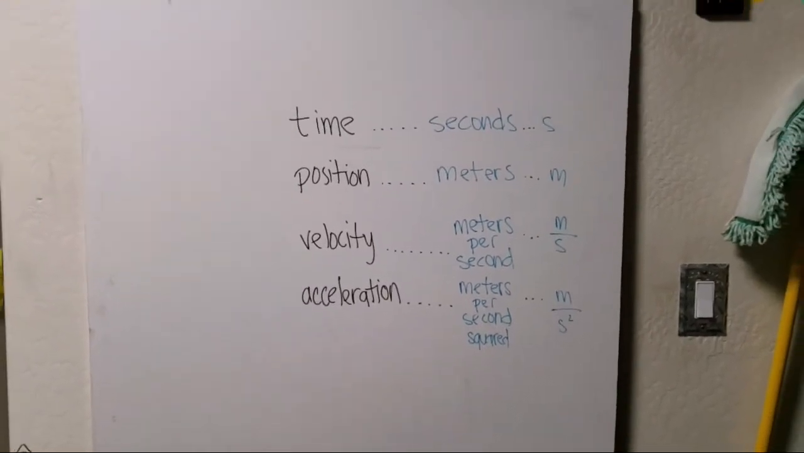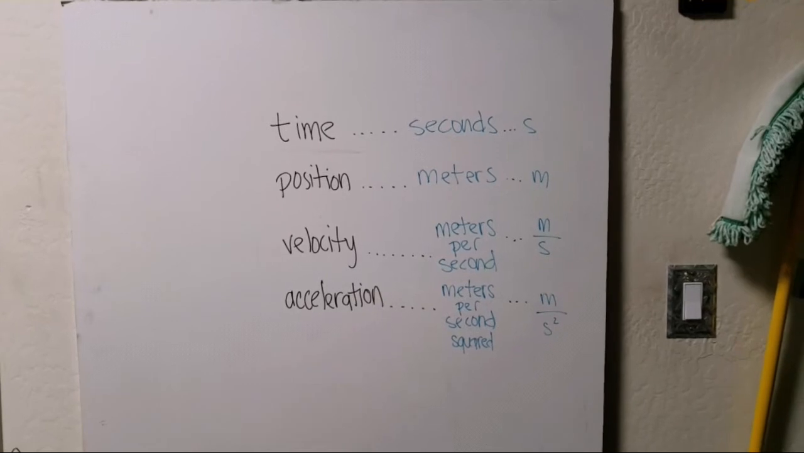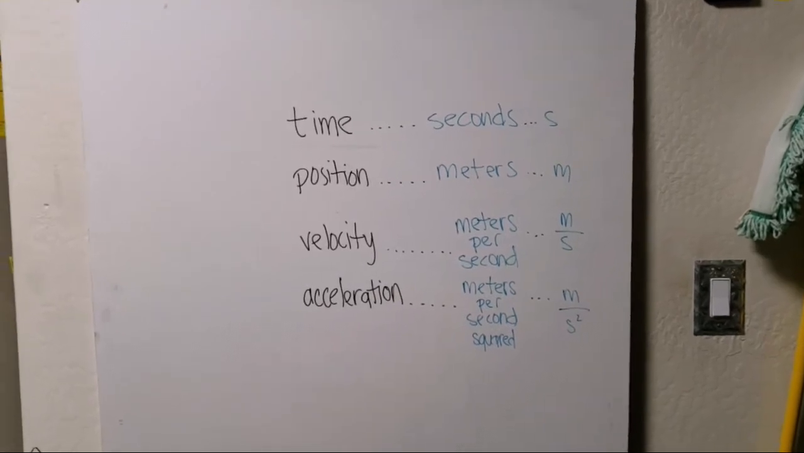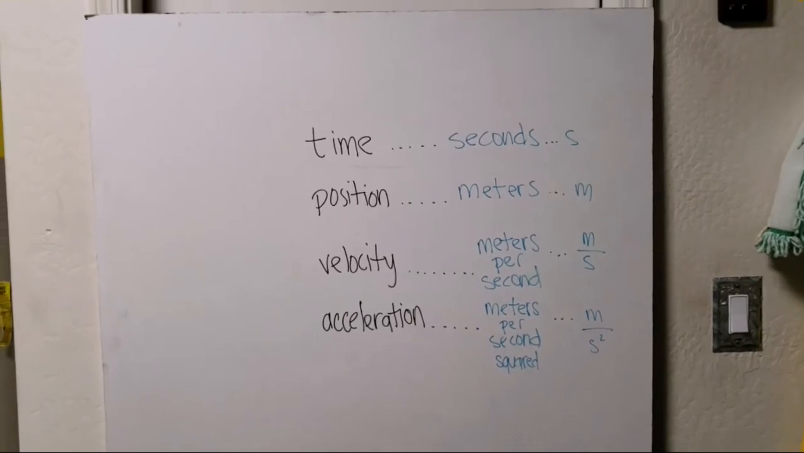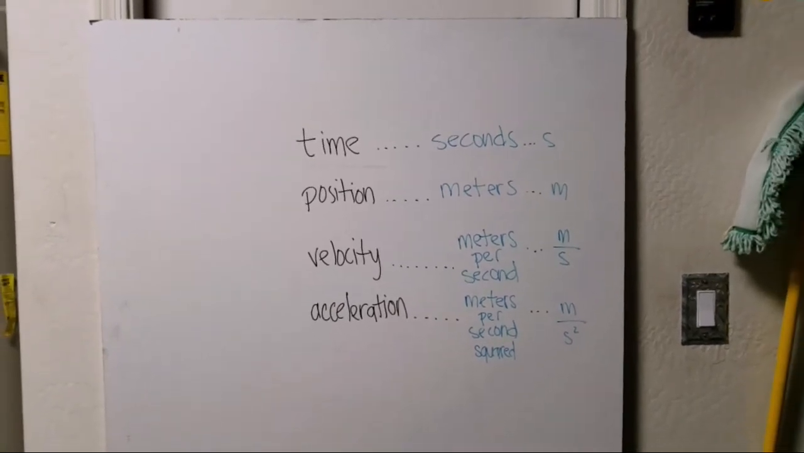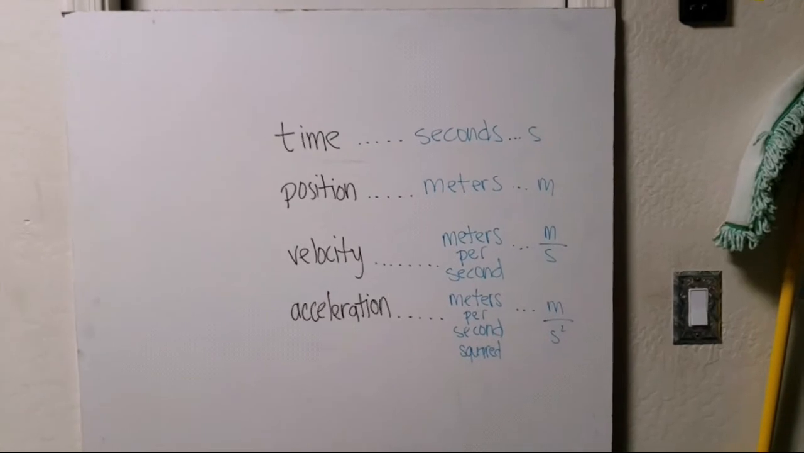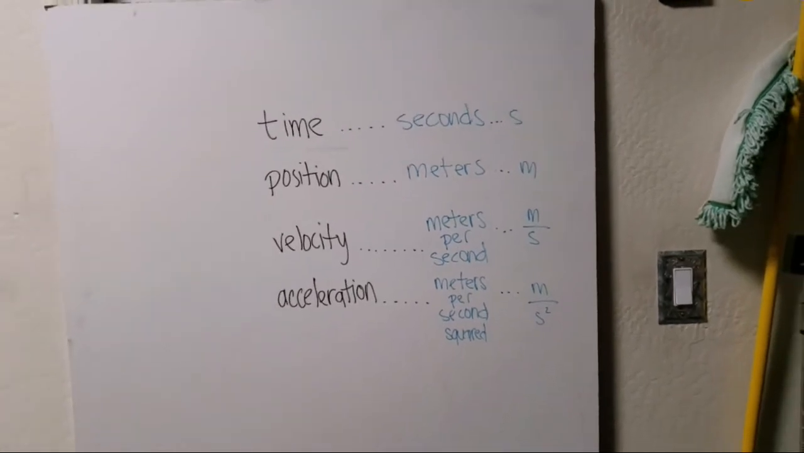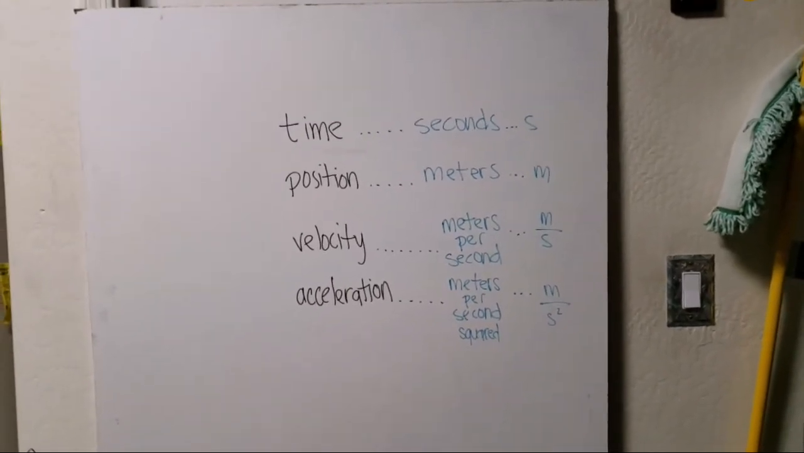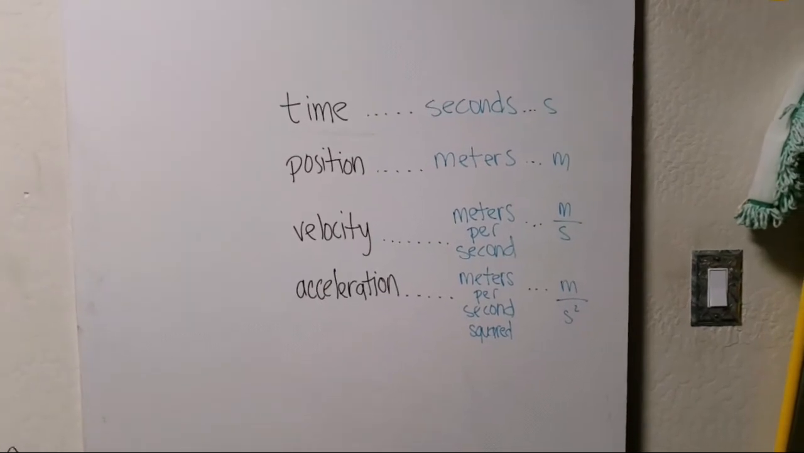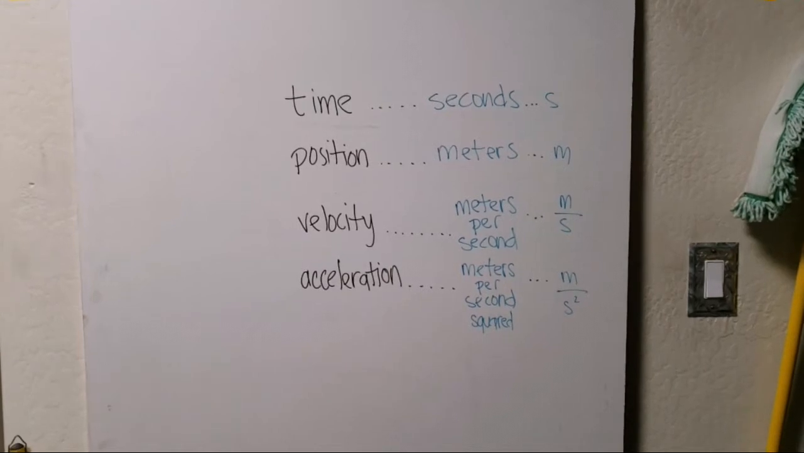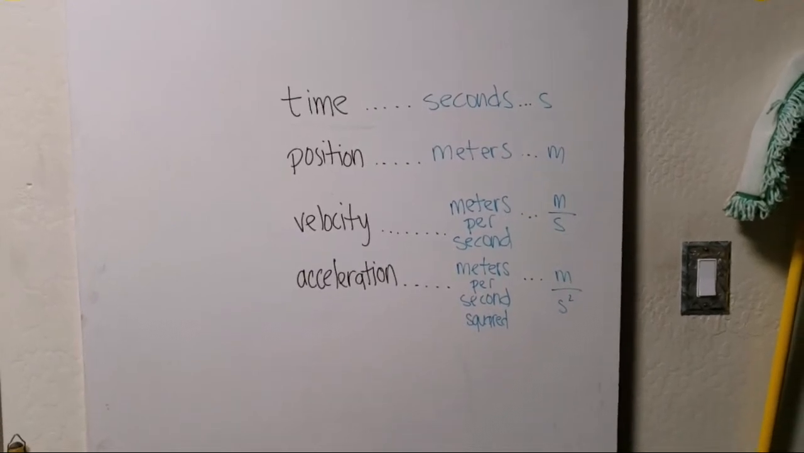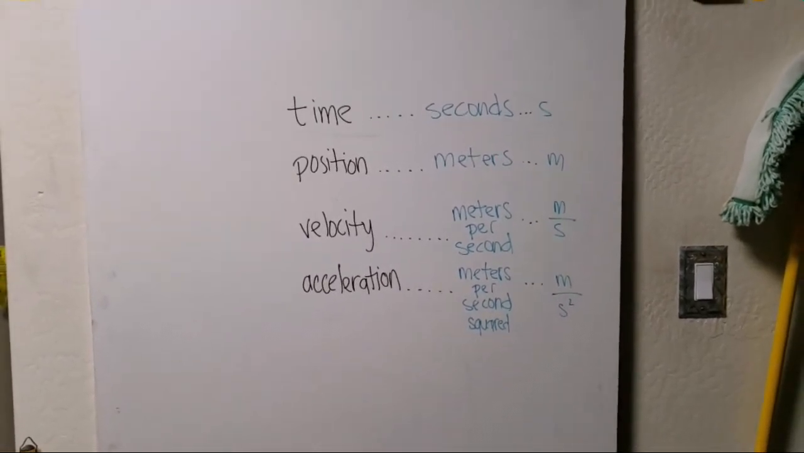So time is going to be measured in seconds. The symbolic representation of that is going to be s. Position is in meters, and that's m. Velocity is going to be measured in meters per second, so that's in the units meters divided by seconds. And then acceleration is going to be measured in meters per second squared, and the symbolic representation for that is meters divided by seconds squared.